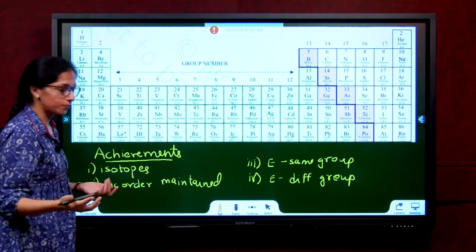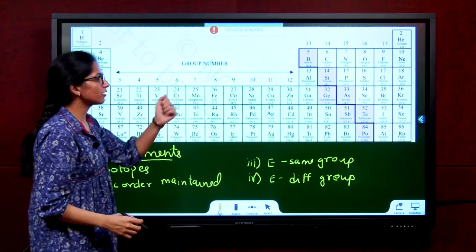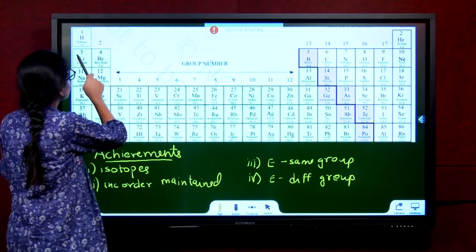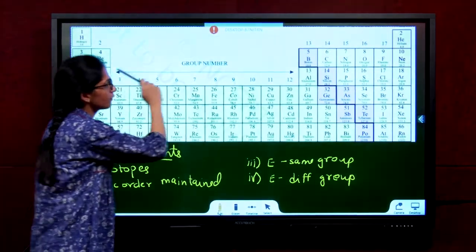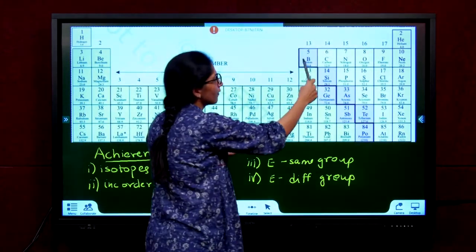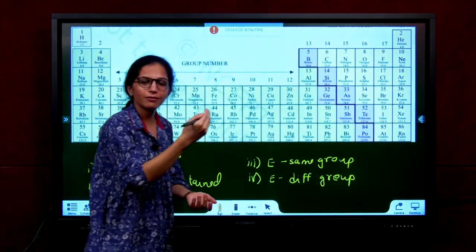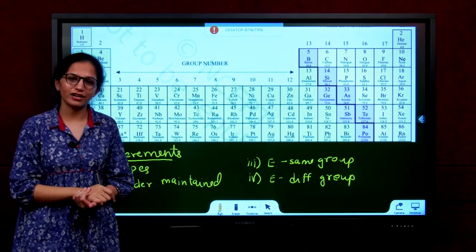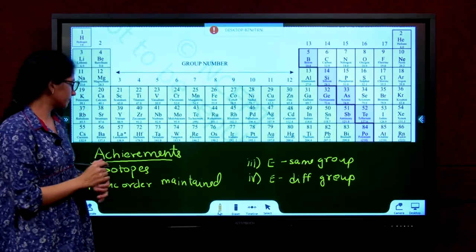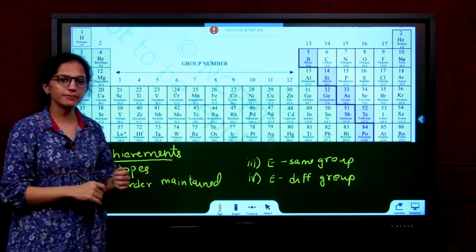Here both the problems are solved. Increasing order was maintained. See, from 3 it's going to 4, plus 1. From 4 it's going to 5, plus 1. From 5 it's going to 6, plus 1, plus 1, plus 1. Got added on and went. There was no problem at all. So increasing order was maintained.